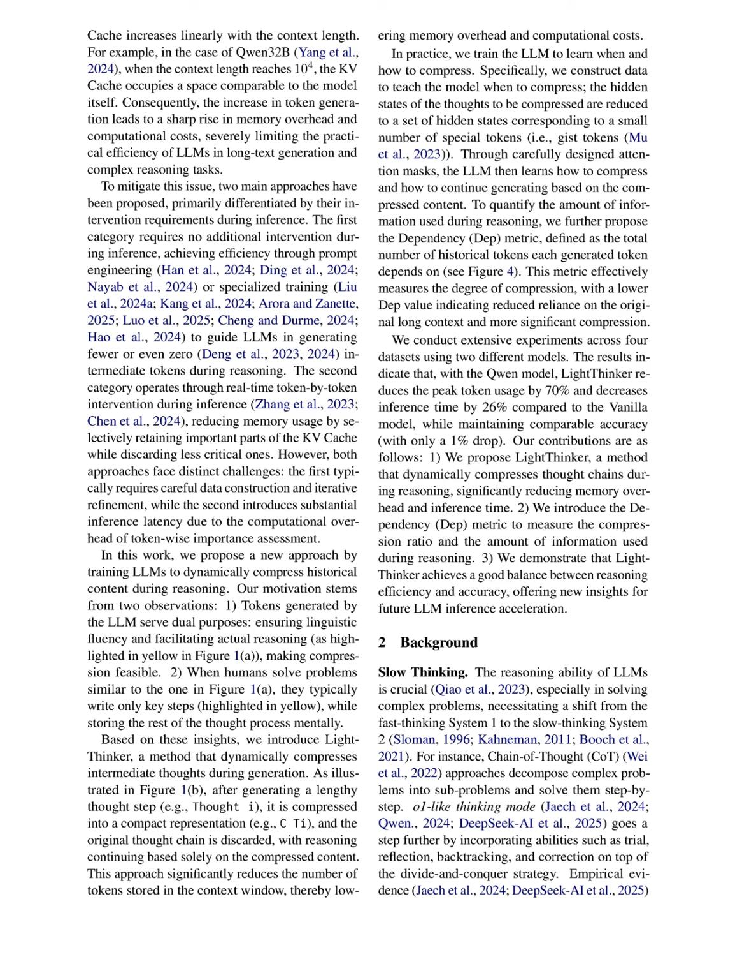and complex reasoning tasks. LightThinker dynamically compresses intermediate thoughts into compact representations, significantly reducing the number of tokens stored, and thus lowering both memory overhead and inference time while maintaining comparable accuracy. This approach not only enhances the efficiency of LLMs, but also provides insights for future inference acceleration strategies.